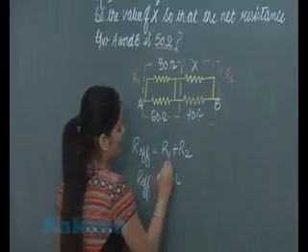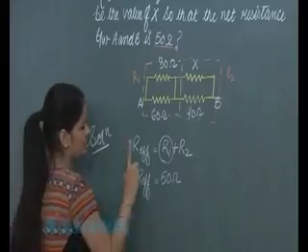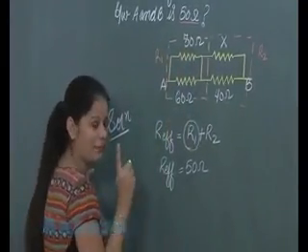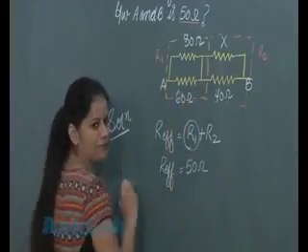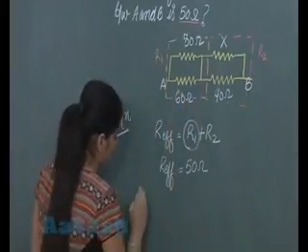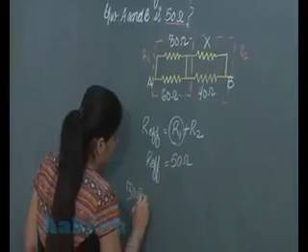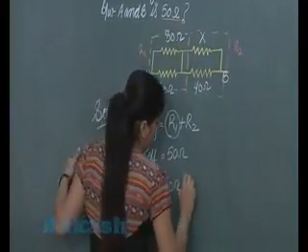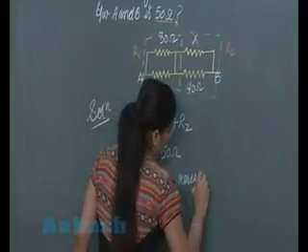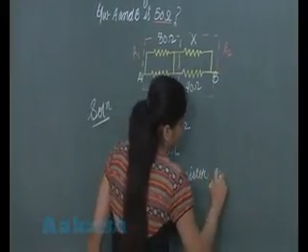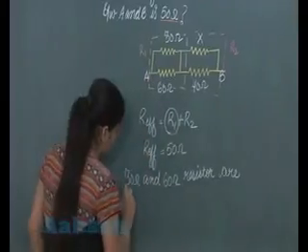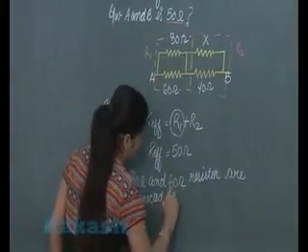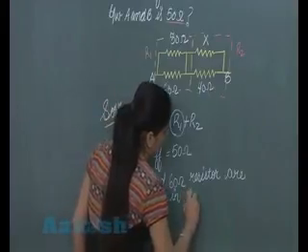First we will calculate this R1. Student, we know the 30 and 60 ohm resistors are connected in parallel as their ends are connected. So student, the 30 ohm and 60 ohm resistors are connected in parallel.